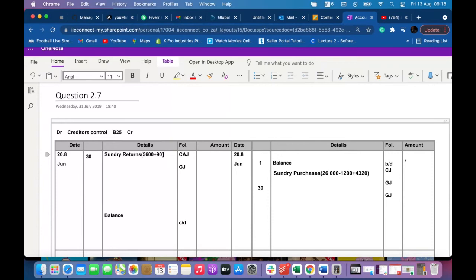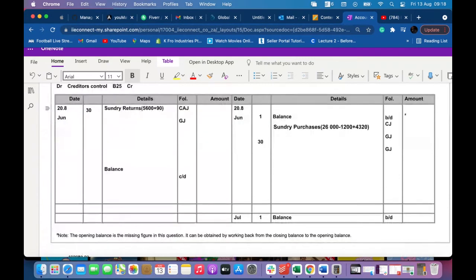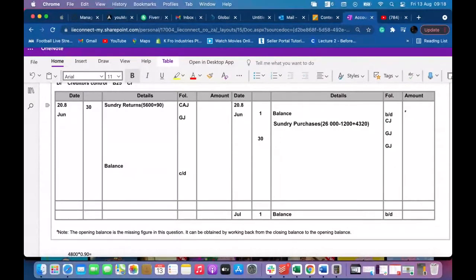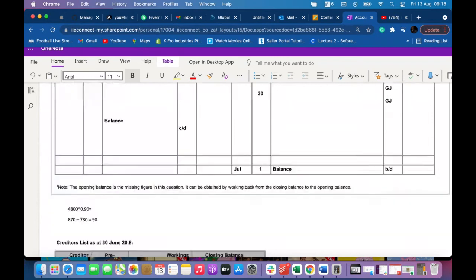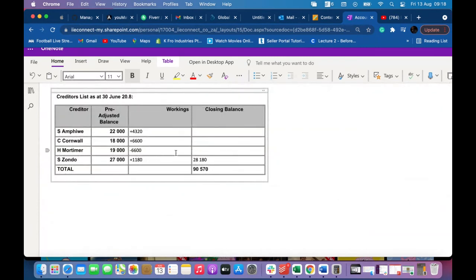And if it was entered in the debtor's allowance like that, that means that it was also entered into the individual creditors like that as well. So we need to deduct 90 from S. Zondo as well. Remember, our first point of entry is in the journal. So if our first point of entry is wrong, there's a good chance that everything else is also wrong. So that is number 4.